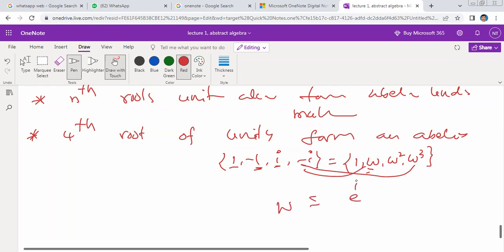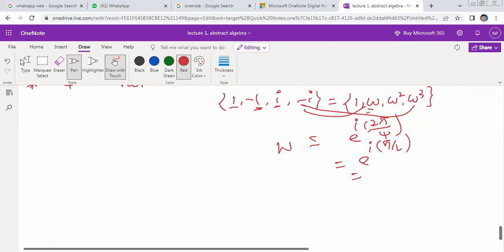Earlier we took e to the power of i into 2 pi n. Here it is the fourth root, so it becomes divided by 4. Omega is equal to e to the power of i 2 pi by 4. This is equal to e to the power of i pi by 2. What is the value of e power i pi by 2? Cos pi by 2 plus i sin pi by 2. This is 0 plus i into 1. This is equal to i. Omega is equal to i.